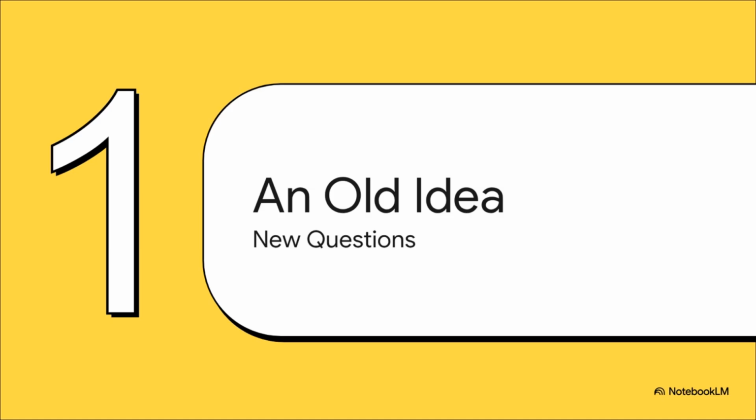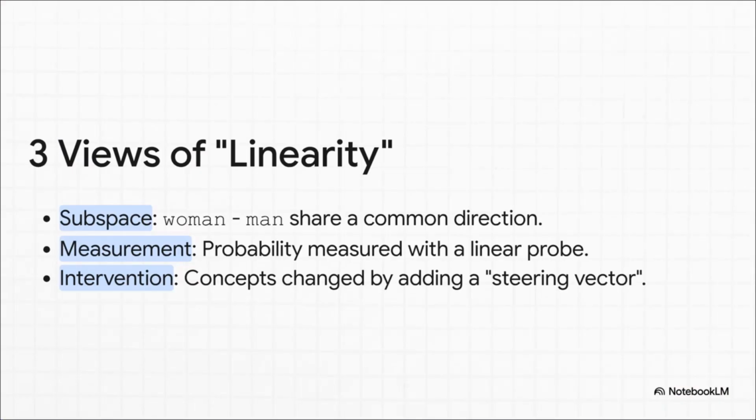But here's the thing. What sounds simple on the surface gets complicated fast. It turns out that one phrase, concepts are represented linearly, was actually hiding several different and sometimes conflicting ideas. What's so fascinating is that when researchers really dug in, they realized linear representation was being used to mean at least three different things. First, there's the classic idea that concepts like gender are a subspace, like a shared direction in space. Second, it's about measurement, that you can use a simple linear tool called a probe to measure how likely a concept is. And third, it's about intervention, that you can actually steer the model's output, say changing a story's tense, just by adding a specific vector.